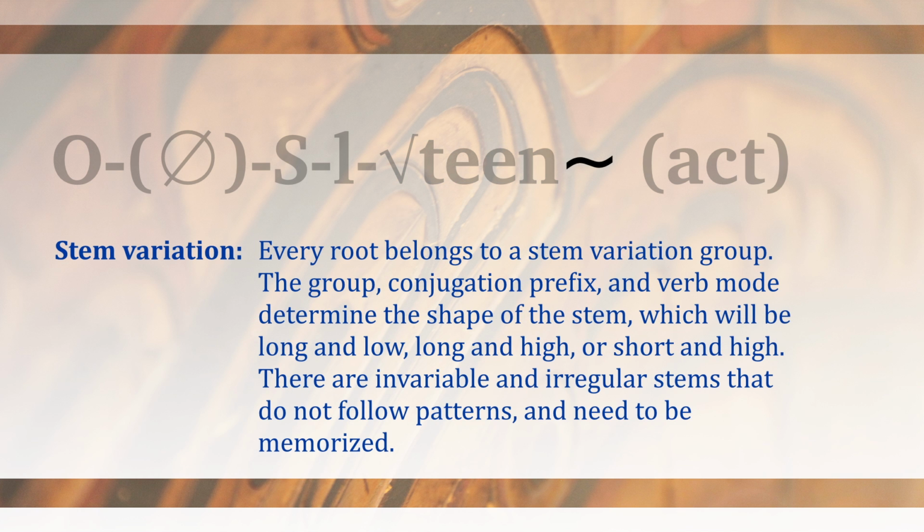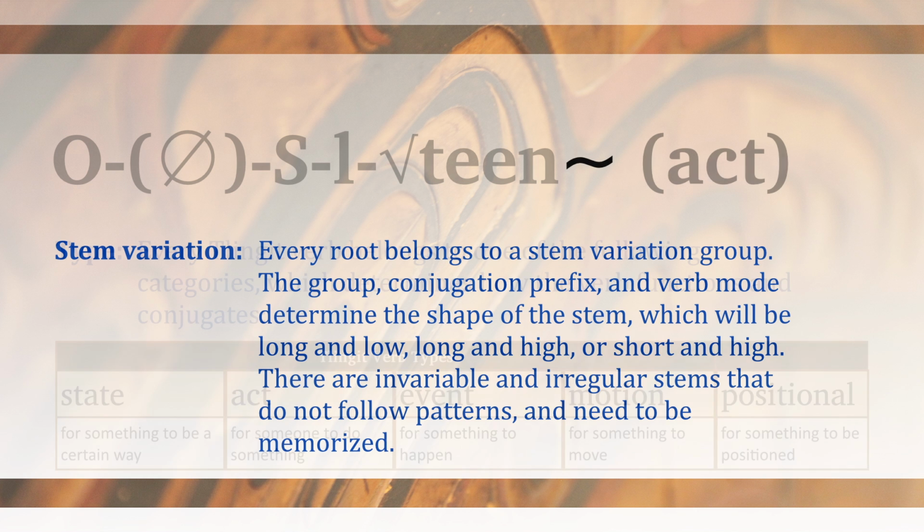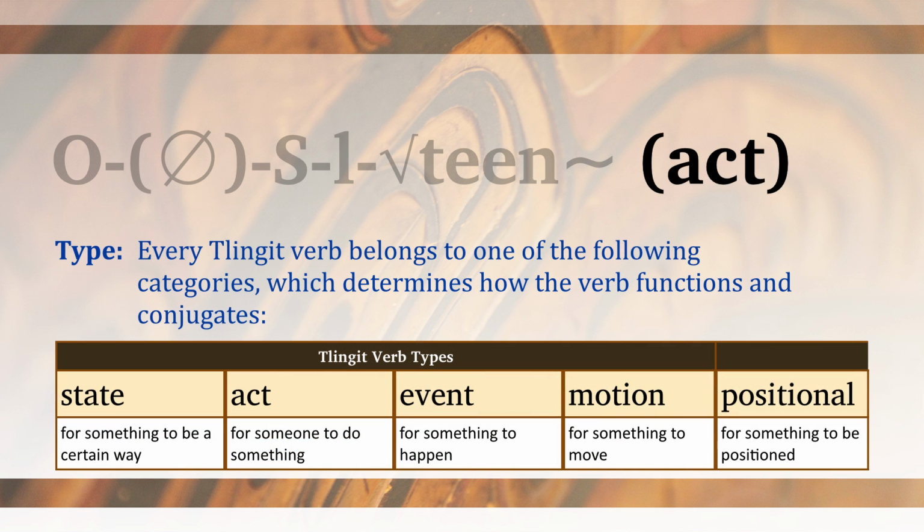The next item is stem variation. Every root belongs to a stem variation group. This group, the conjugation prefix, and verb mode determine the shape of the stem, which will be long and low, long and high, or short and high. There are irregular and invariable stems that do not follow patterns and need to be memorized, but most stems are fairly predictable.